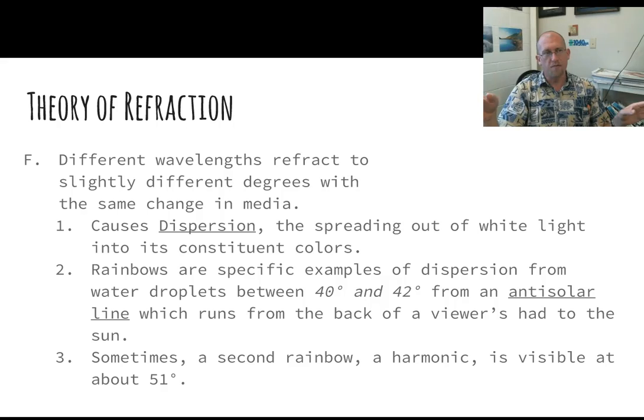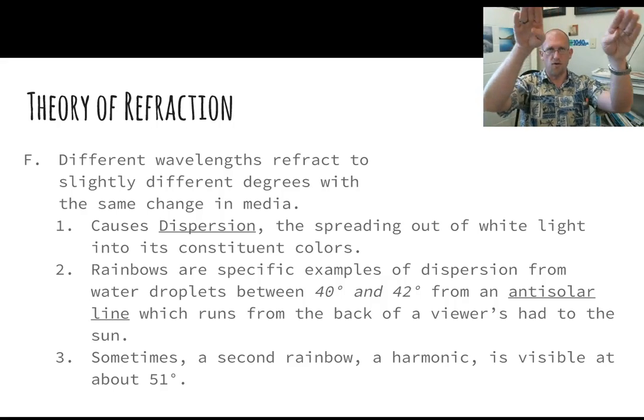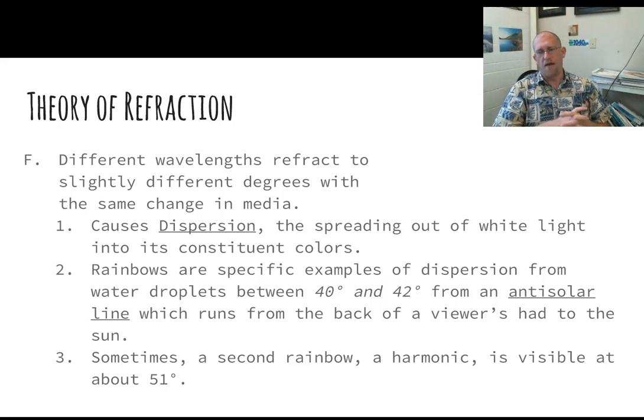And you will see a rainbow 40 degrees to 42 degrees from what's called an anti-solar line. I'll show you a picture in a minute. But if you're standing with the sun behind you and a rain in front of you, draw an imaginary line from the back of your head to the sun. That's the anti-solar line. And you're looking down the anti-solar line. 40 degrees to 42 degrees from there, you will see a rainbow. And that has to do with the angles of refraction that come out of a water droplet.